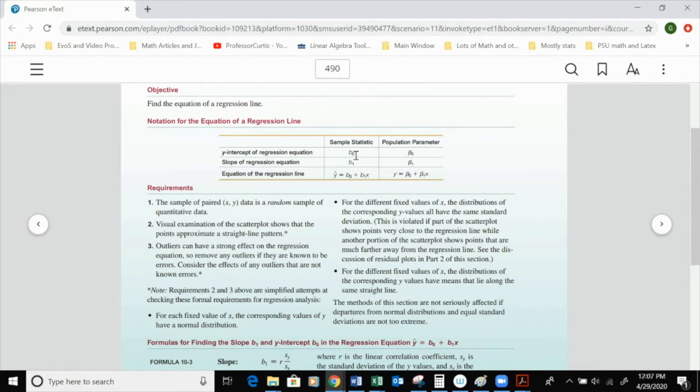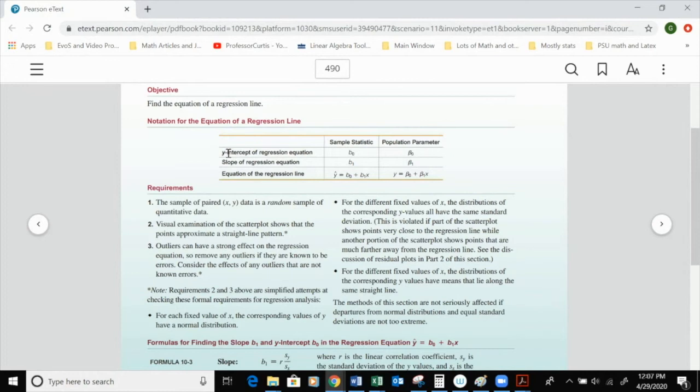What is this B sub 0? It's the y-intercept. So if you think of y equals mx plus b, this is the b. This is the y-intercept that you learned about in high school. We will almost always ignore that as being meaningless. And why do we almost always ignore that as being meaningless?